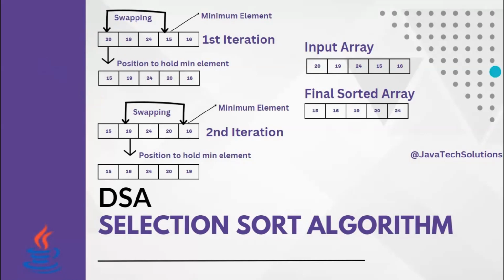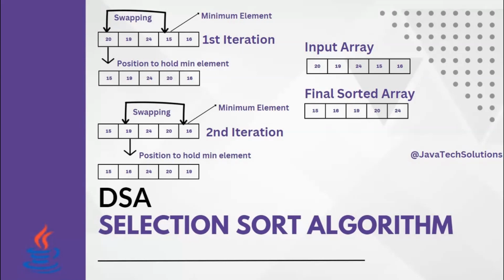Just to start with, selection sort is a simple and efficient sorting algorithm that works by repetitively selecting the smallest, or you can say largest, element from the unsorted portion of the list and moving it to the sorted portion of the list. The algorithm repetitively selects the smallest element from the unsorted portion and swaps it with the first element of the unsorted part. This process repeats until the entire list is sorted.